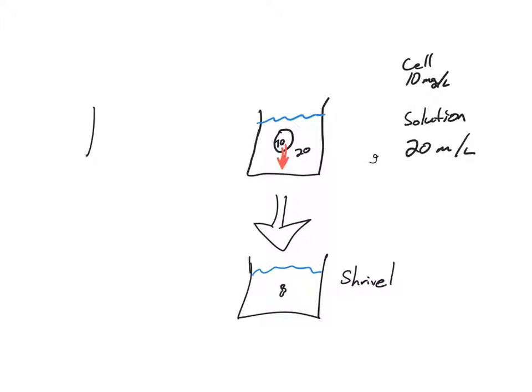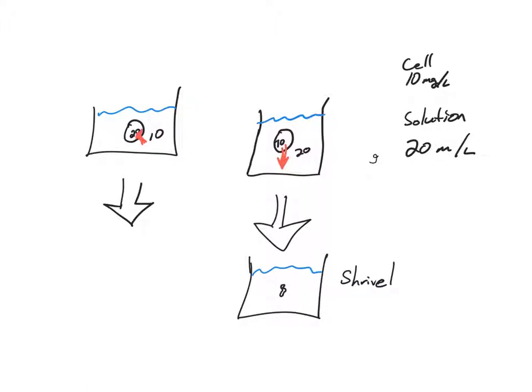What happens if the opposite were true? What if I took that cell and I put it in, and it was 20 inside and 10 outside? Now what's going to happen to that cell? In which direction is the water going to move now? Normally the solute would move from inside to out, right? But it's going to move the opposite of that, so it's going to move in, right?